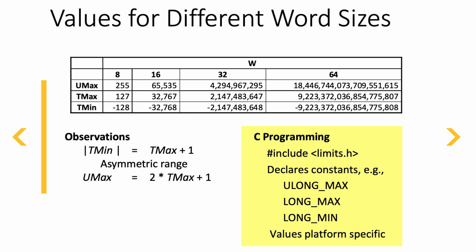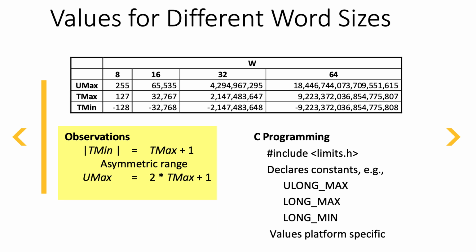So long max, long min, unsigned long max, we've got a bunch of different constants that'll take care of for us. And because those values are platform specific, we don't have to go and calculate those ourselves, right? We can do that to make things a little more portable, and that makes life a little easier for us. We also want to keep in mind a few observations, and if you go back through the mathematics and run through some examples, you'll see why these work this way.